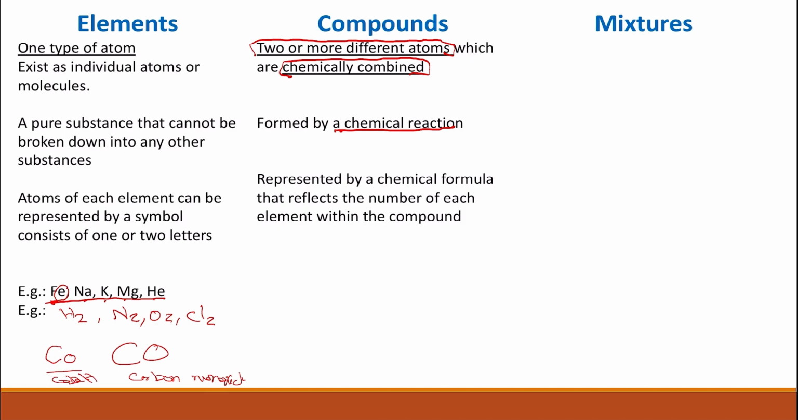compounds will always exist as molecules because they are formed of more than one atom. So they are represented by a chemical formula that reflects the number of each element within a compound, because a compound is formed by a chemical combination of different atoms in fixed proportion. So the chemical formula will represent that fixed proportion, not just the proportion between the different atoms, but how many atoms exactly exist in that particular molecule.